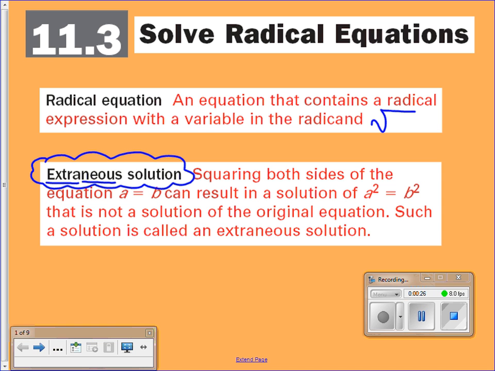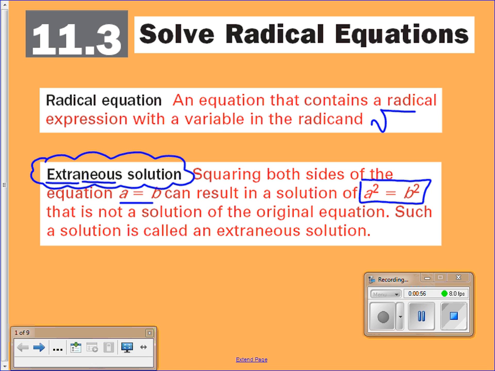So if an answer actually works out, but it's an extra answer that doesn't make sense given the situation, we call it extraneous. Now remember, you can do anything you want to both sides of an equation. So that's what this is saying: a = b can be a squared equals b squared because you squared both sides. But the only problem is that doesn't always work.